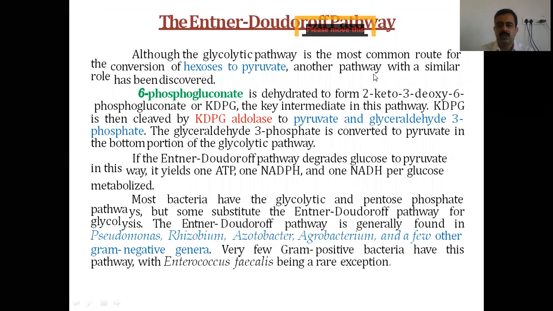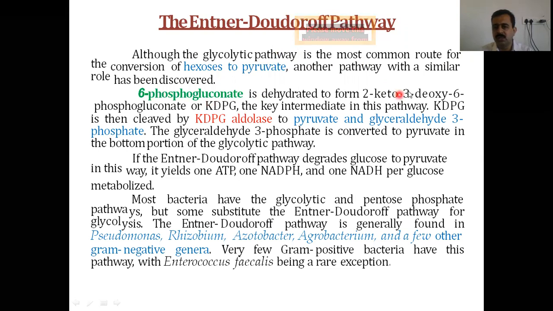Now, this ED pathway of glycolysis is very similar to glycolysis. The glycolytic pathway is the most common route for the conversion of hexose to pyruvate. We have seen that in the last lecture. Another pathway which is similar has been discovered.